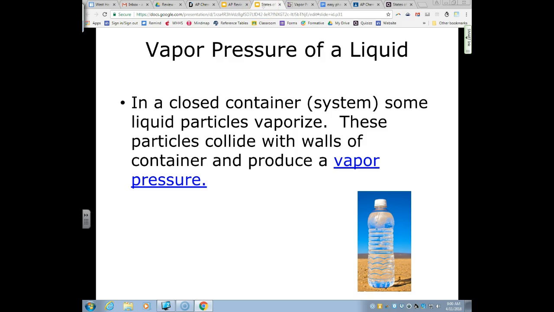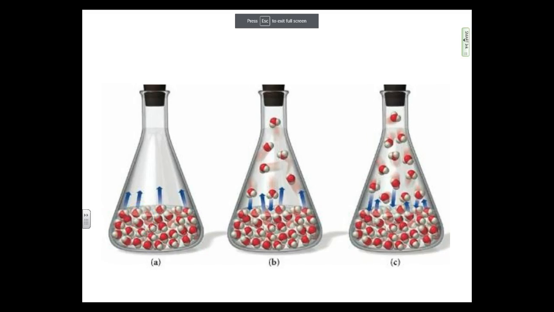Okay, so vapor pressure of a liquid in a closed container, it's called a closed system, but it's really something with a lid on it where things can't get out and things can't get in. Some of the liquid particles will vaporize, they will evaporate. These particles collide with the walls of the container and produce that vapor pressure. The prop that I always use in class to explain vapor pressure is a water bottle. Some of the particles are going to escape from that surface, and I have a better explanation here.